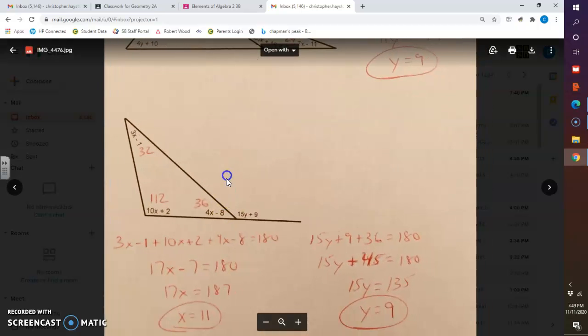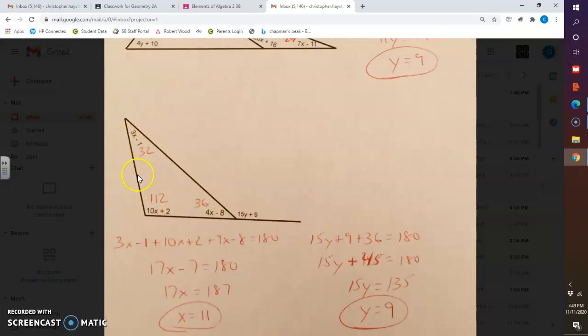The bottom one here, we're solving for x. We add the three angles up. 3x minus 1 plus 10x plus 2 plus 4x minus 8 equals 180. 17x minus 7 equals 180. We add 7 to both sides. 17x equals 187. And I divide 17 on both sides. We get x equals 11.